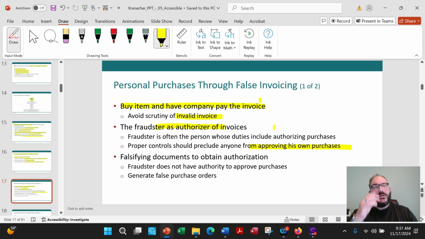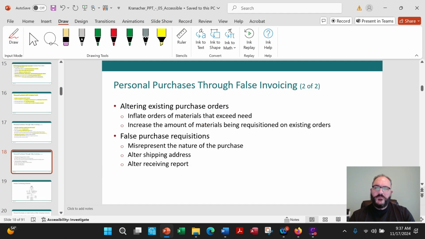Again, companies prevent this by having different levels, like you can only have a certain level of authority. And then falsifying documents. Again, this is always possible these days. We're emailing stuff all around. It doesn't seem that hard to, and again, with poor internal controls, you could see how this could easily happen.